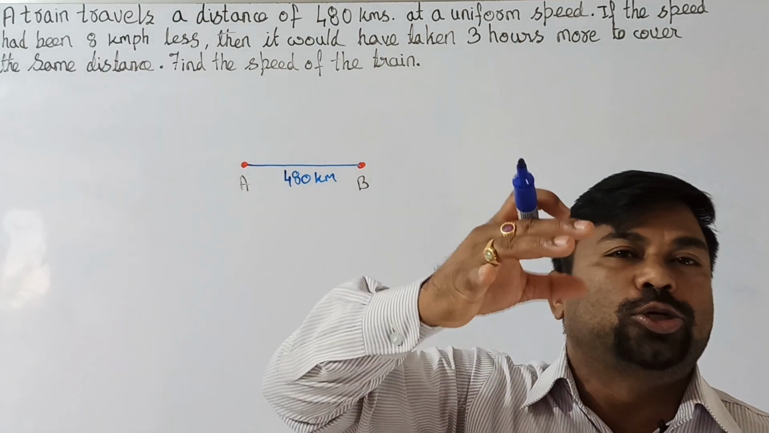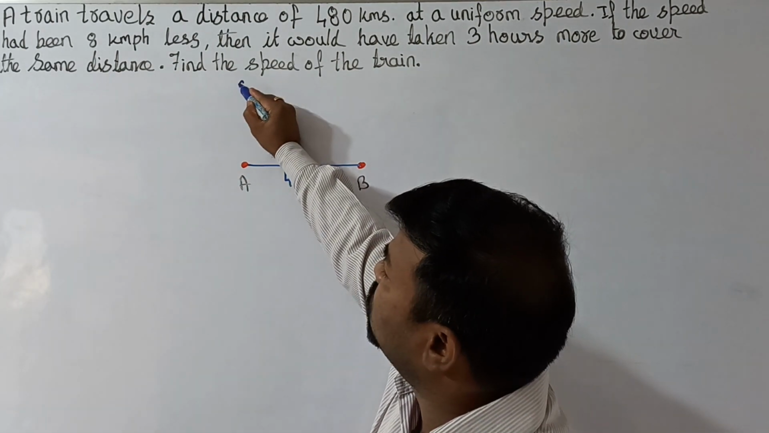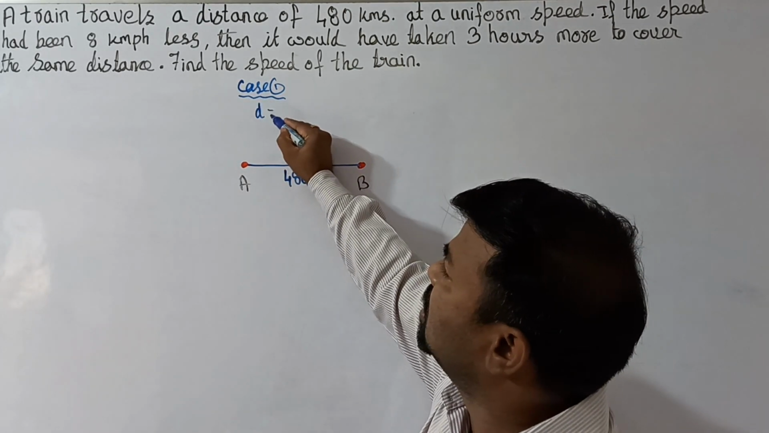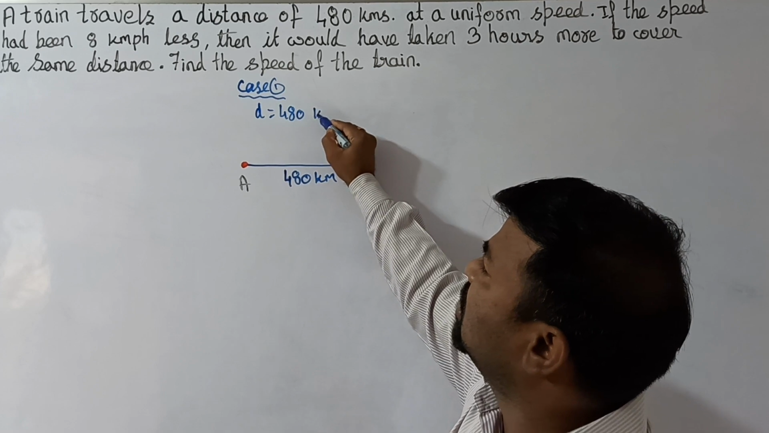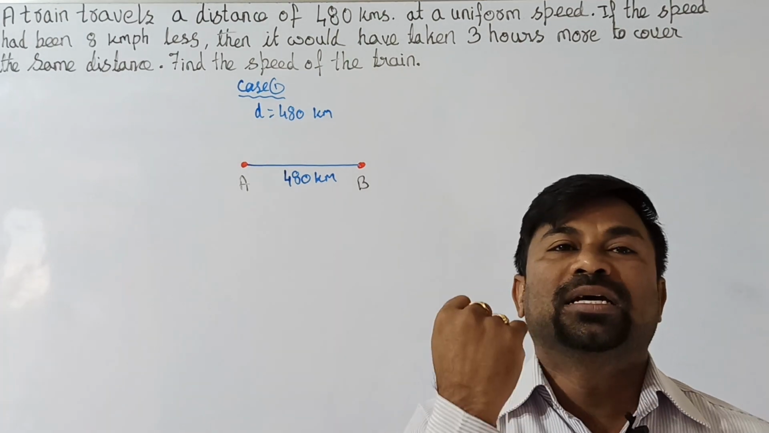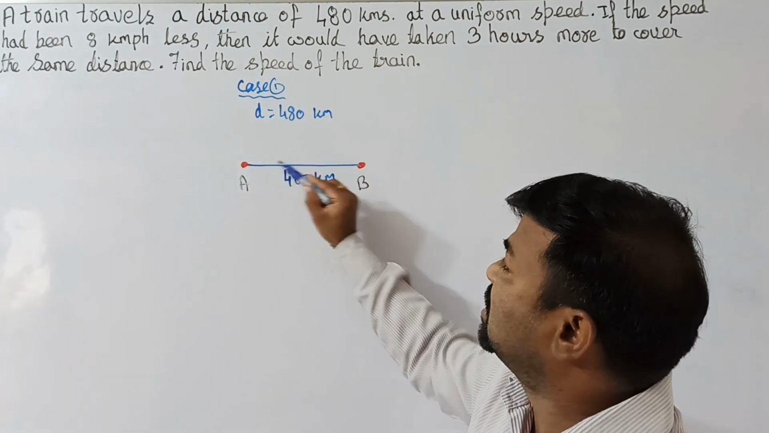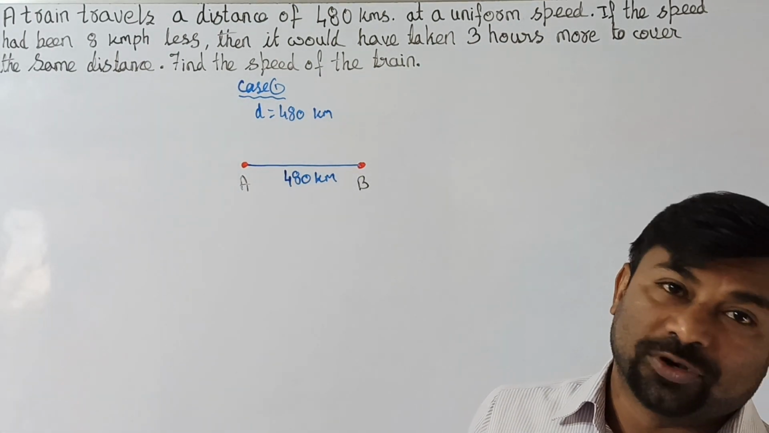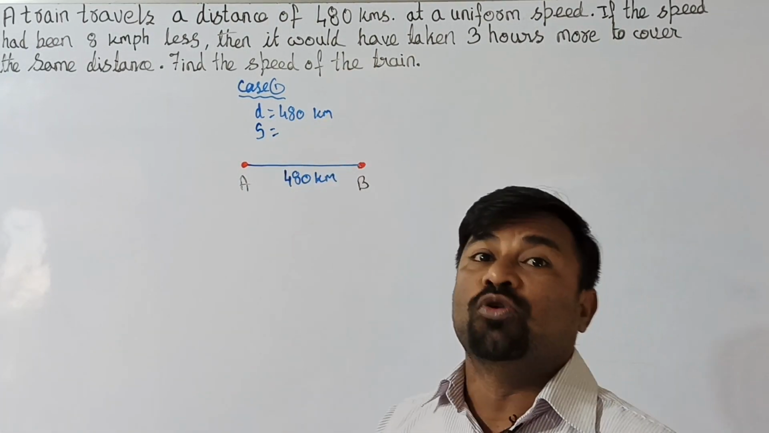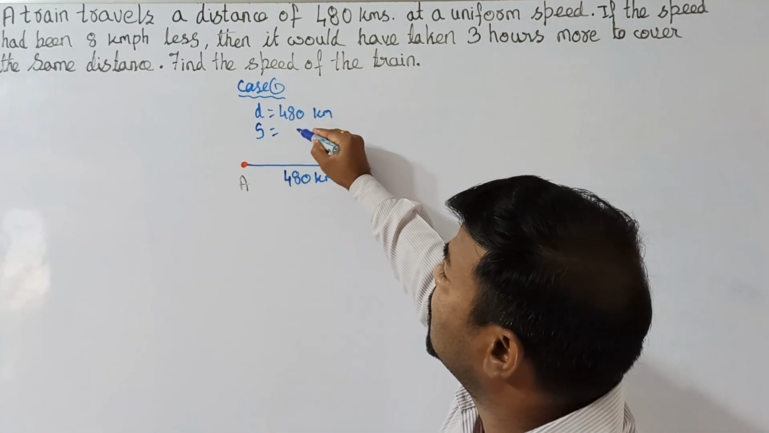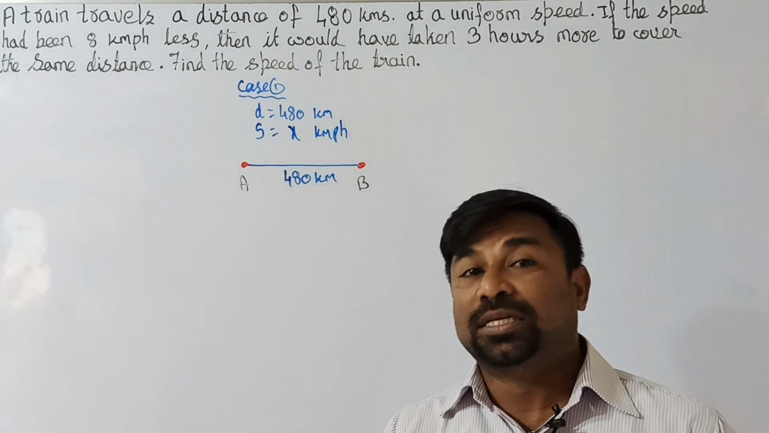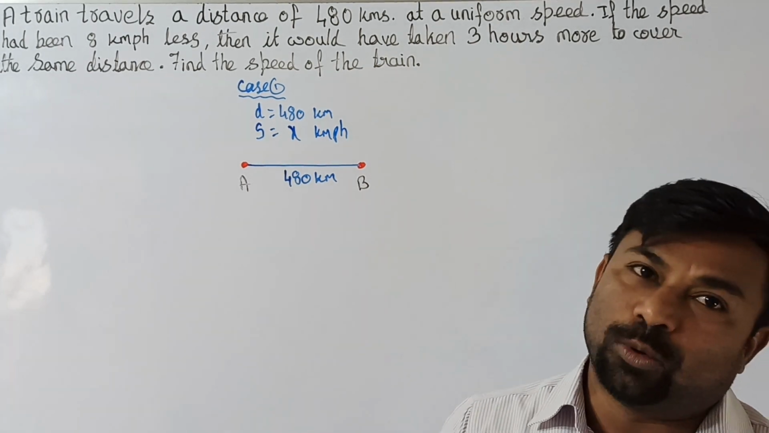Now he is talking about two cases. Let me discuss case 1. The distance he is talking about is 480 kilometers. Obviously we have to talk about all three concepts: speed, distance and time. Here the distance is 480 kilometers, which he has already given. Now what might be the speed? As the speed is not given and we are supposed to find it, let us assume the speed is x kilometers per hour.